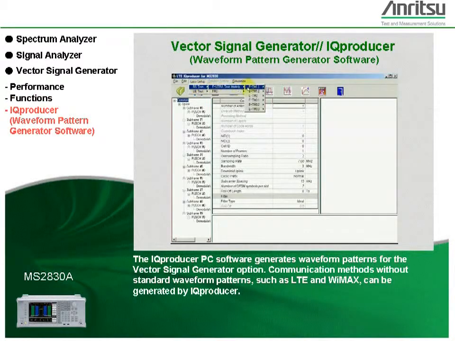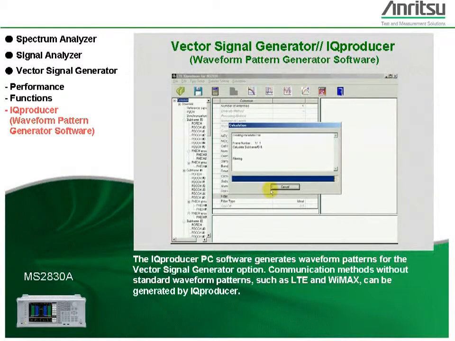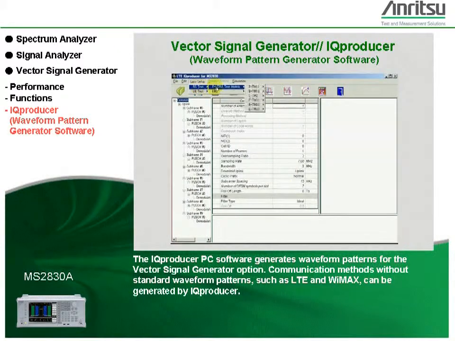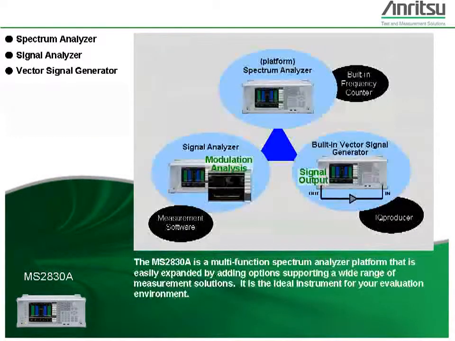The IQ Producer PC software generates waveform patterns for the vector signal generator option. Communication methods without standard waveform patterns, such as LTE and WiMAX, can be generated by IQ Producer. IQ Producer can be used as soon as the license is installed in the MS2830A. The MS2830A is a multi-function spectrum analyzer platform that's easily expanded by adding options supporting a wide range of measurement solutions. It's the ideal instrument for your evaluation environment.